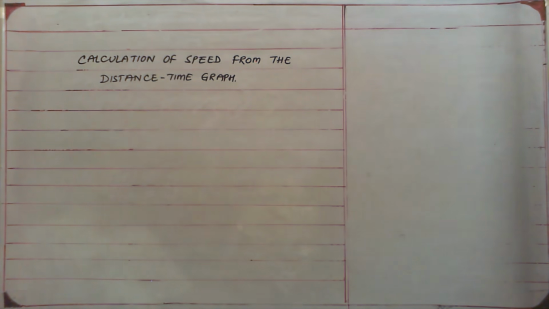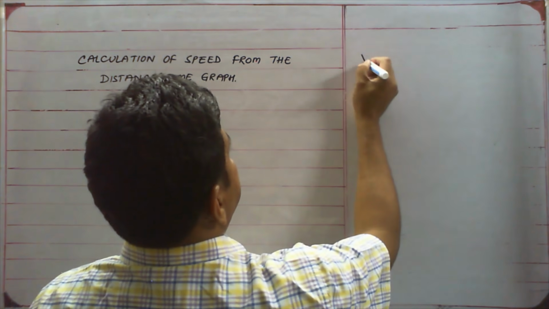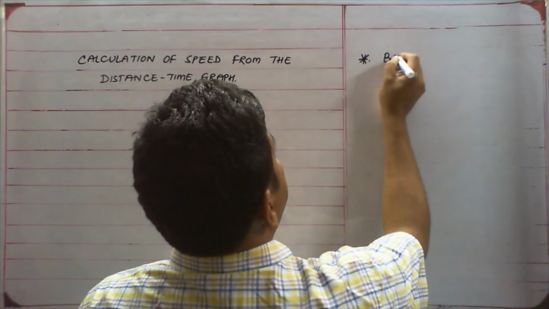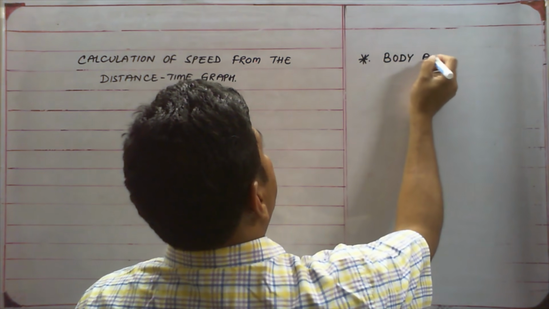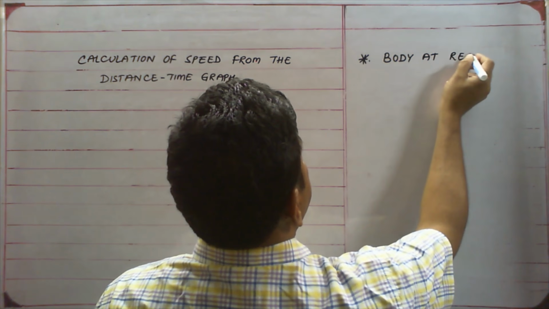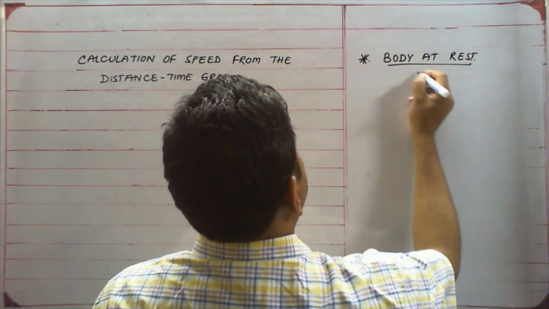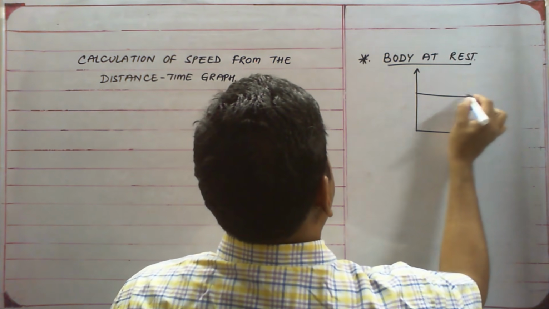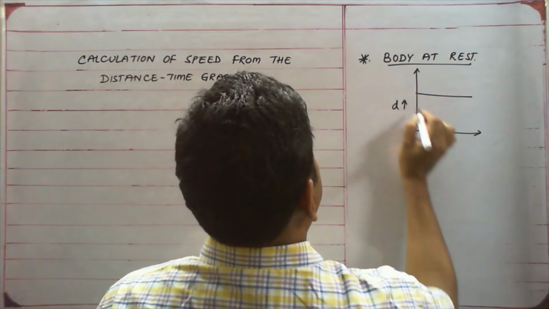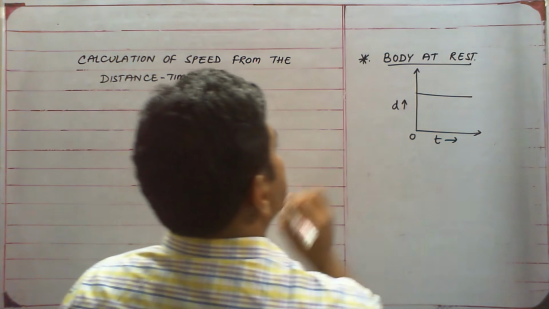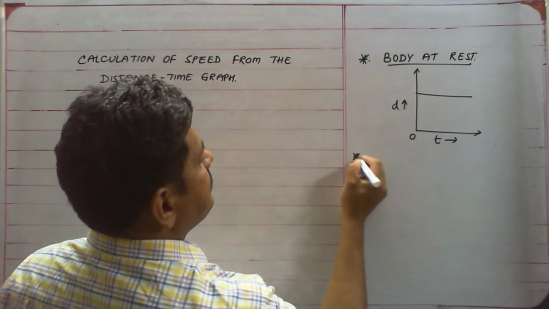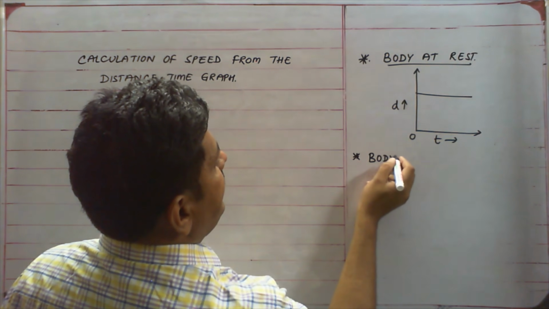Okay, so we will draw the three graphs. Body at rest, the graph is a straight line parallel to the time axis. This is the graph.